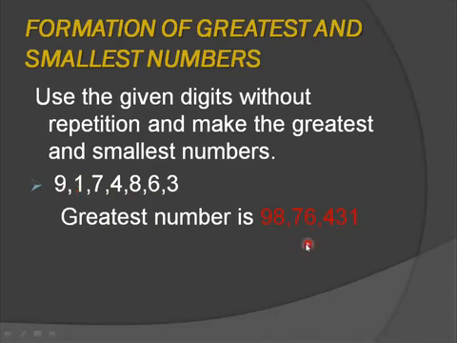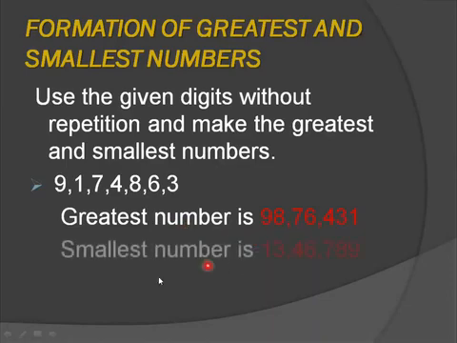First we will write the digits as they are. Then we have to place the commas after 3 digits, then after 2 digits. So this number will be read as 98,76,431. In this way we write the greatest number.